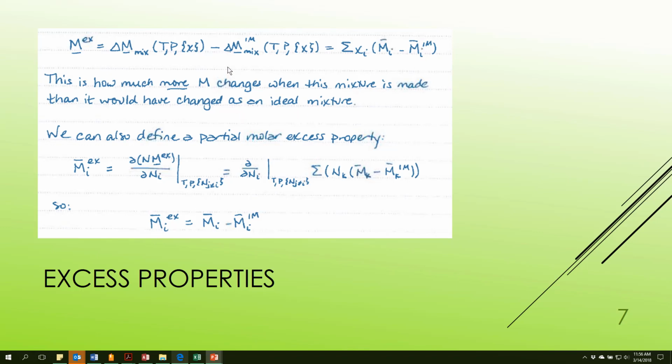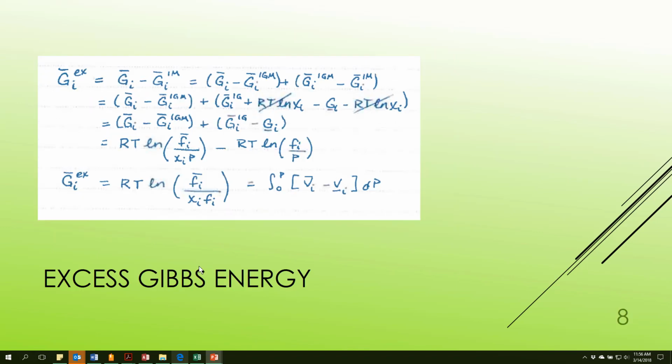We also can do this for partial molar excess properties instead of for the total mixture. So for a molecule, one species in the mixture, I can come up with this expression using the definition of partial molar and applying it to our rule up here. We end up that the partial molar excess property is the partial molar property minus the partial molar property if it were in an ideal mixture. This is most important for Gibbs energy. So let's look at this one a little bit, because this is going to be really practical because it gets me back to fugacity.